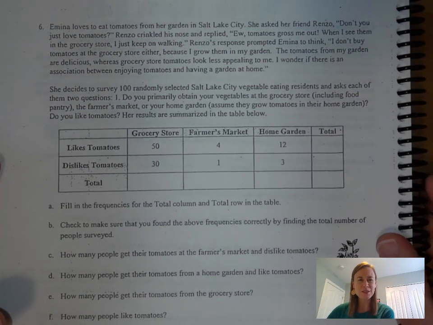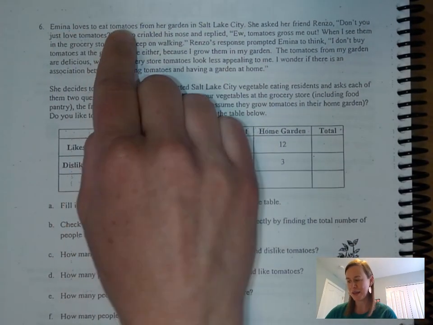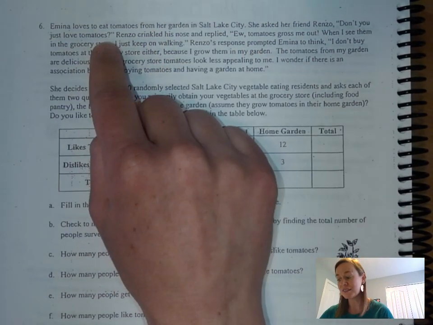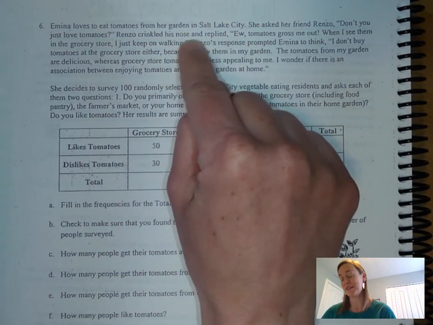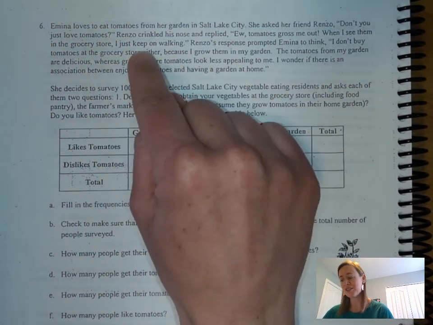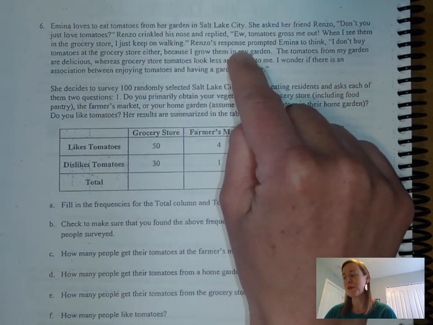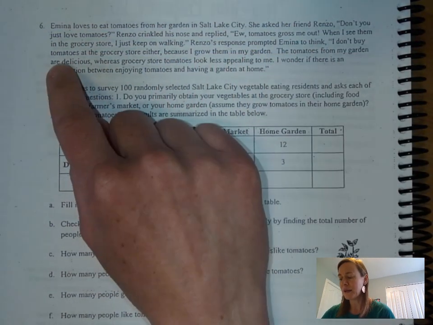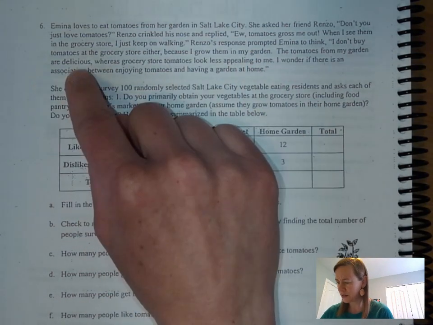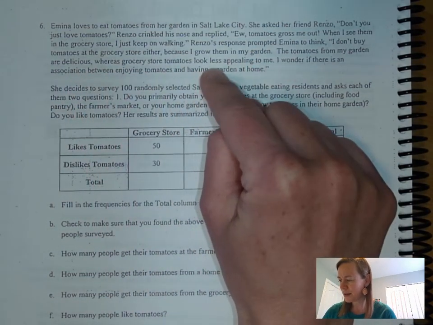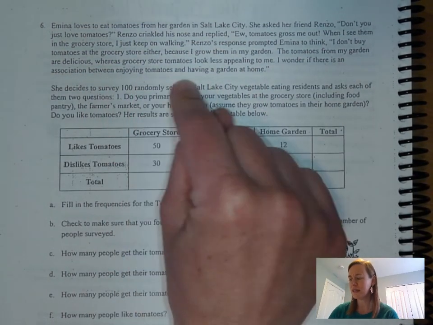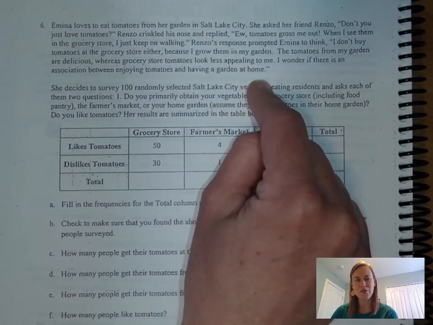Okay, so here's a little bit of a story for you. It says, Amina loves to eat tomatoes from her garden in Salt Lake City. She asked her friend Renzo, "Don't you just love tomatoes?" Renzo crinkled his nose and replied, "Ew, tomatoes gross me out. When I see them in the grocery store, I just keep on walking." Renzo's response prompted Amina to think, "I don't buy tomatoes at the grocery store either, because I grow them in my garden. The tomatoes from my garden are delicious, whereas grocery store tomatoes look less appealing to me. I wonder if there's an association between enjoying tomatoes and having a garden at home."